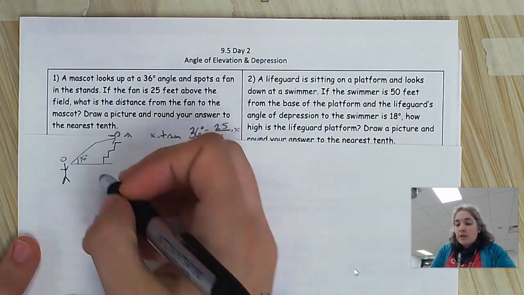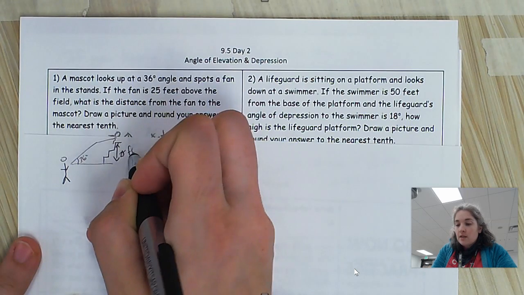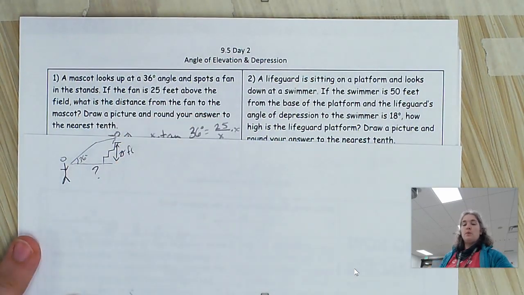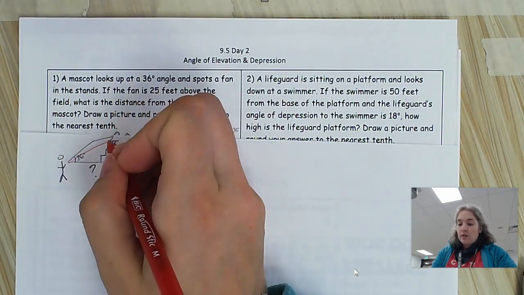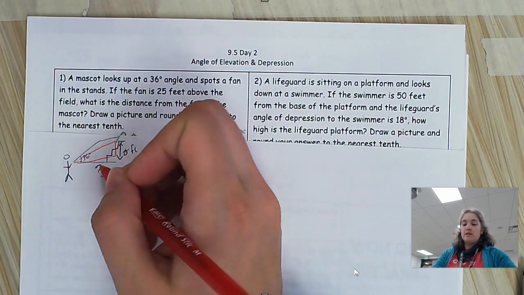The fan is 25 feet above the field. So this is 25 feet. What is the distance from the fan to the mascot? So we want to know this one. We can see our little triangle right there. This is our triangle. This is 36 degrees, this is 25 feet, and we're looking for this.